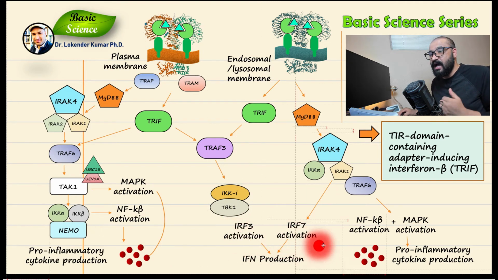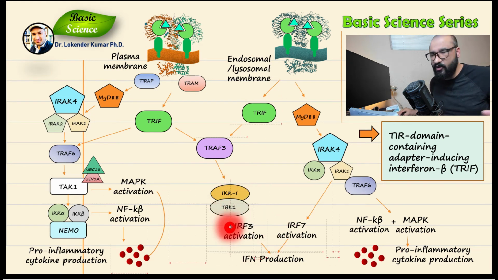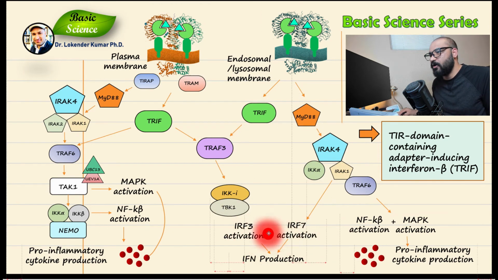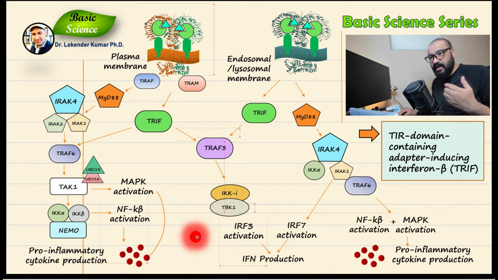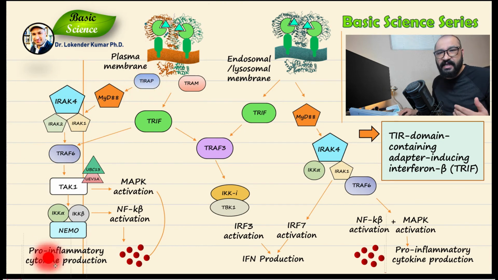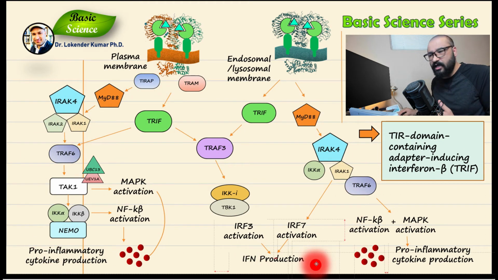So through IRF3 and IRF7 activation, and there are these kinase molecules that are involved in the phosphorylation, and these proteins are important. And what are these? These proteins are similar to the adapter proteins of MYD88 dependent pathways, right? And they are involved in the interferon production.